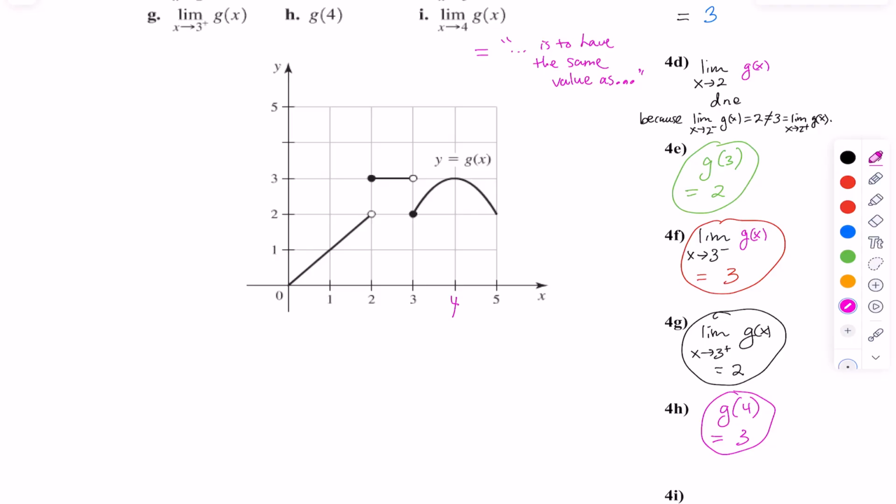Let's look at the next part. We want the limit as x approaches 4 from both sides. Where do these corresponding function values go? As x approaches 4 from both sides, where do the corresponding function values go? They are approaching 3. And that's it. It's really that simple. We are done.